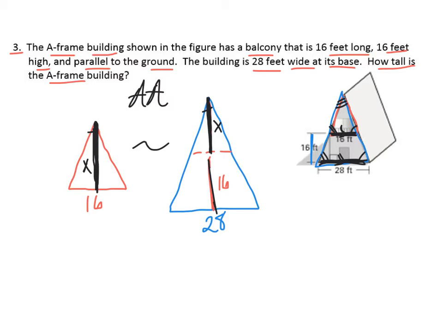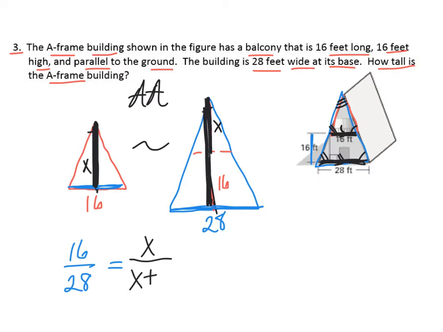If you remember what we did last section, I want to set up a proportion. So let's compare their bases to one another. I can do 16 to 28 equal to, and then let's compare their altitudes or their heights. So it would be x, and then for this one on the right, it would be the whole segment, which would be x plus 16. As soon as I have my proportion set up, we can cross multiply and try to solve this.